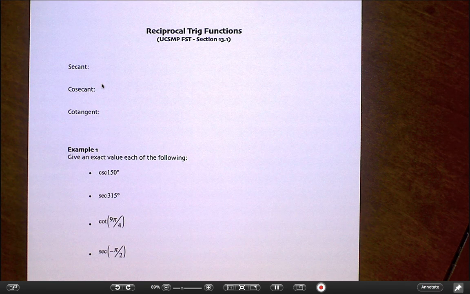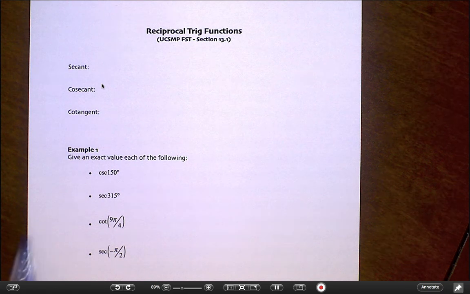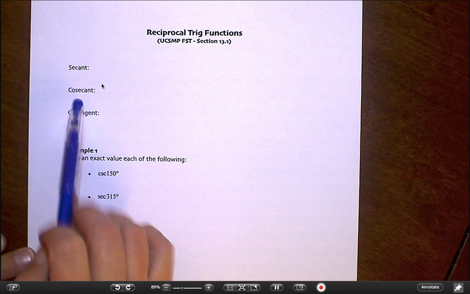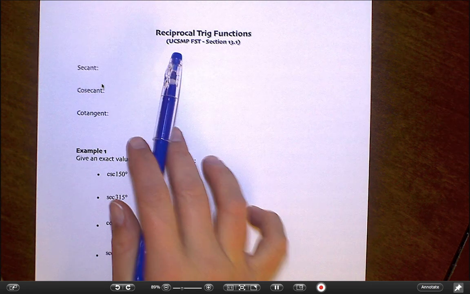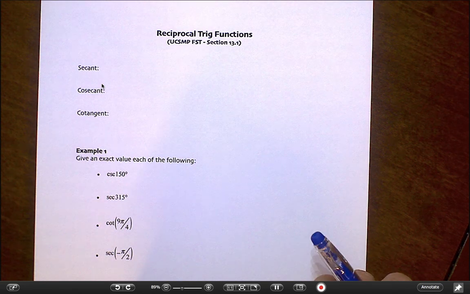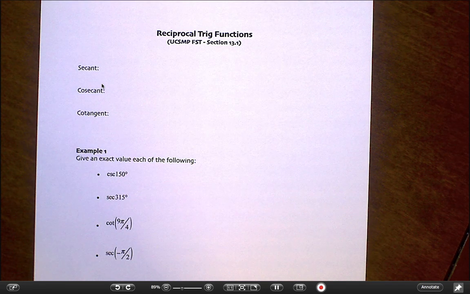Everyone, this is lesson 13.1 in Algebra 2, and today we are looking at some new trigonometric functions that you might not be as familiar with. These are the reciprocal trig functions. So you already know the main three trig functions, which are sine, cosine, and tangent. Today we're going to learn three more: the secant, the cosecant, and the cotangent. And these things are, just like the title says, the reciprocals of the trig functions that you already know.